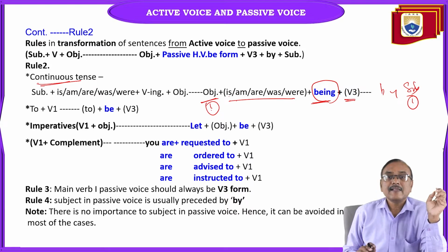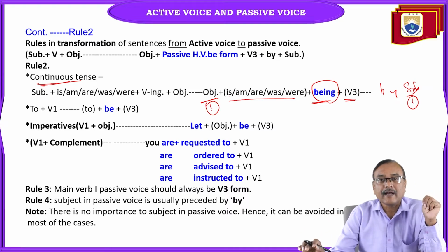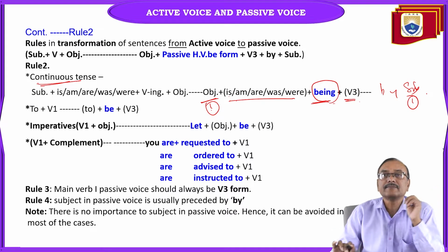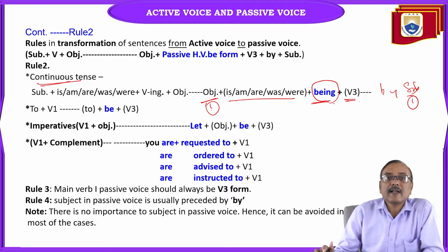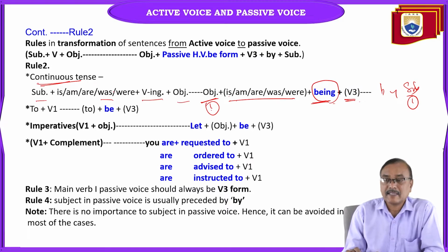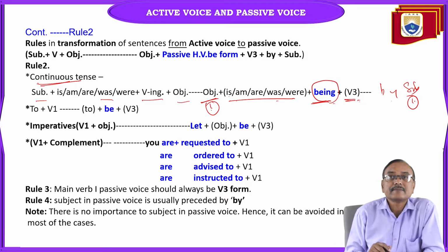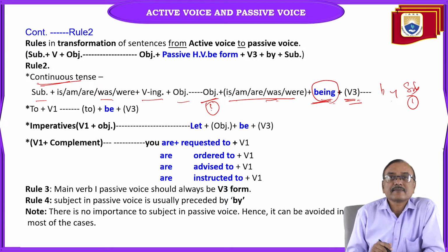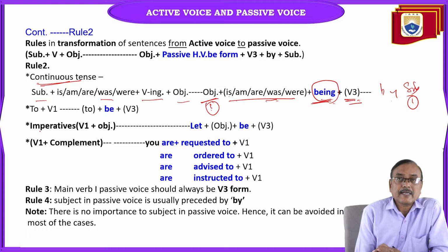Example: he is eating a banana. A banana is being eaten by him, right? He was playing chess. Chess was being played by him. That is the past tense, right?